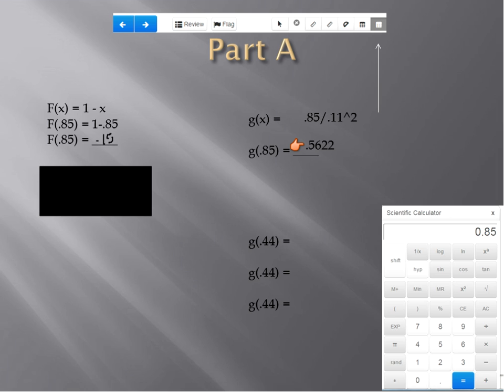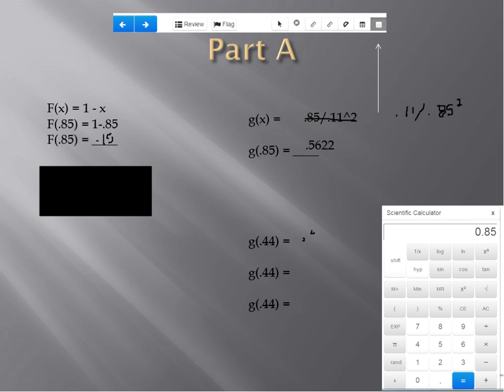Let's try that now with g of 0.44. So we're now substituting, oh, I'm sorry, I did this backwards. So this is actually going to be 0.11 over 0.85 squared. And then we're going to type that into the calculator, 0.11 divided by 0.85 squared, for 0.5622.